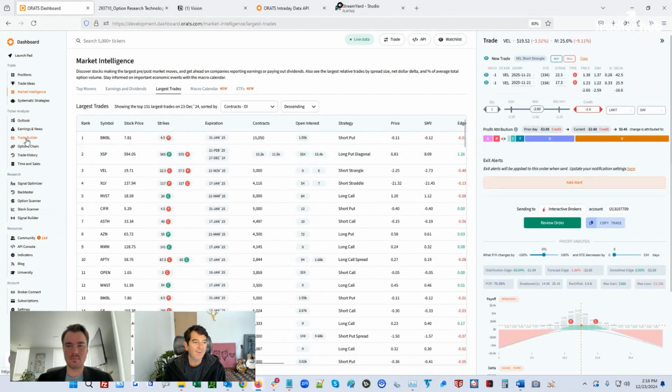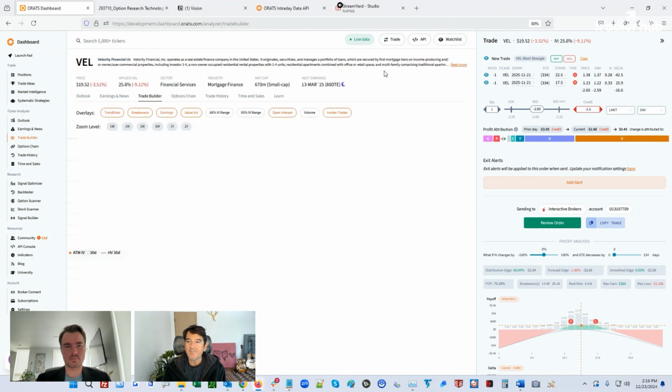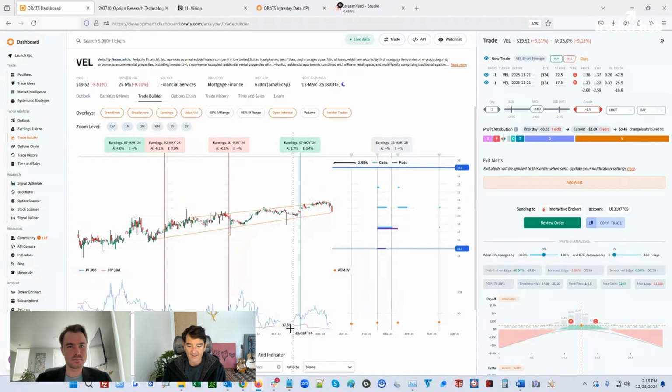Let's just take a look at this one. So VEL is Velocity Financial, a real estate financial company. You could tell by the look of this, it doesn't trade very much. And that seems like a cheap vol. I'd be more of a buyer of this, but there's very little open interest. So I don't like to play in these types of stocks, but that seems pretty cheap to me.